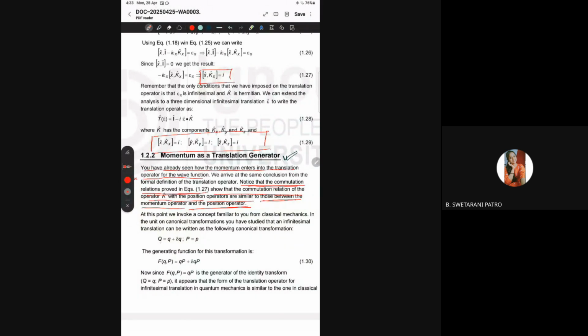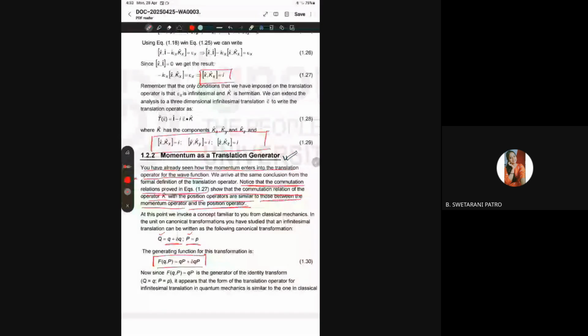So Q goes to Q plus delta Q, and P, the generalized momentum, becomes P only, right? So the generating function for this transformation, the generating functions were type 3 and 4 generating functions.